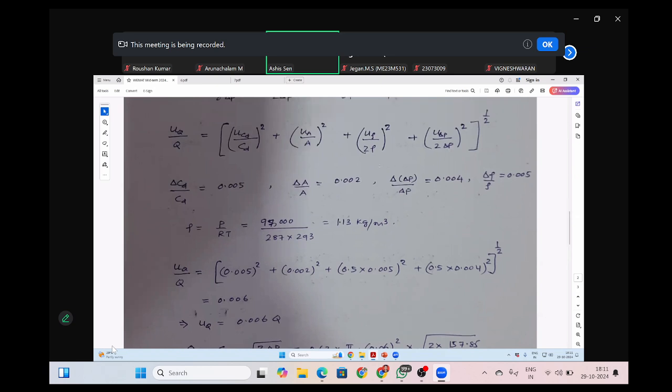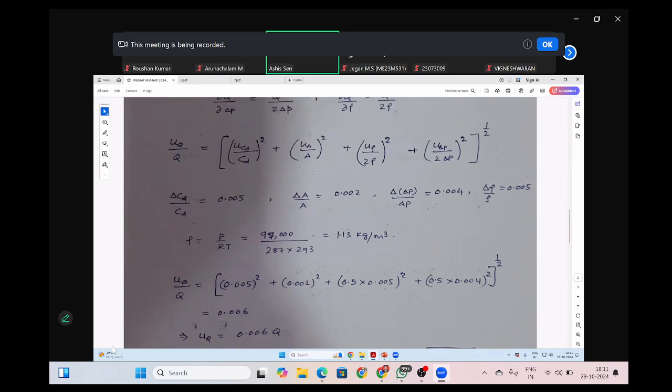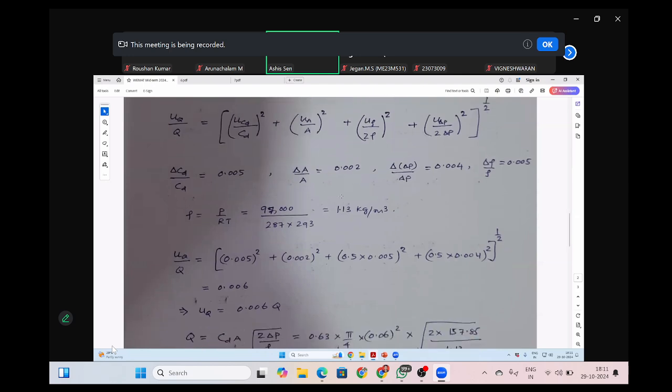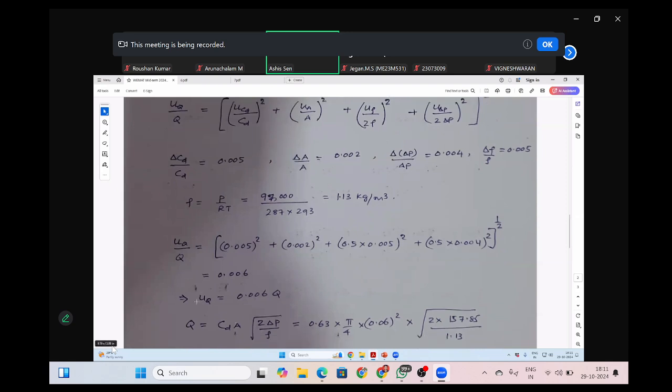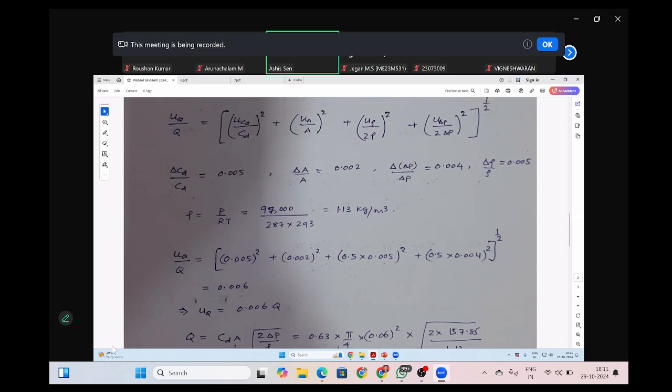So if you just substitute here, you can actually show that your uncertainty in Q is basically 0.006 into Q.